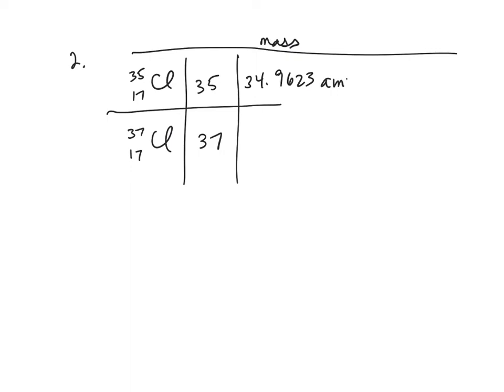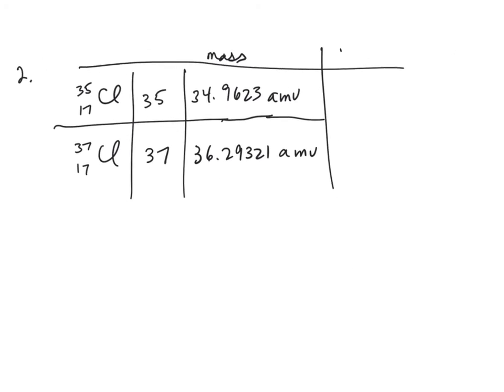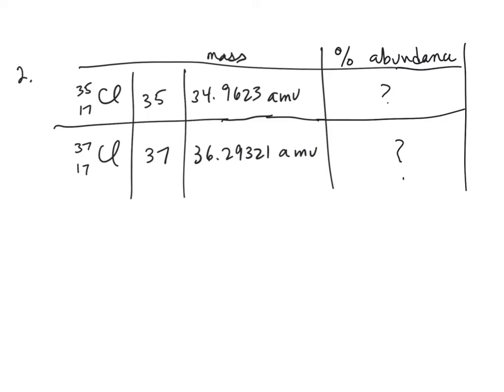34.9623 AMU and 36.29321 AMU. And for some reason we know the AMU on the chlorine 35 to one more sig fig. All right, and then we're after the percent abundance. Okay, we don't know that. That's what we want to know. All right, so we're going to set it up the same way.